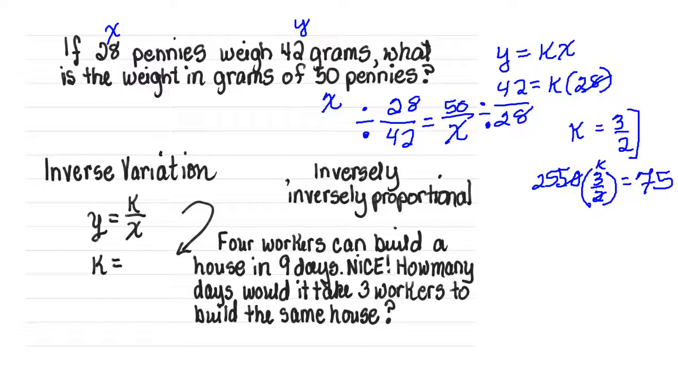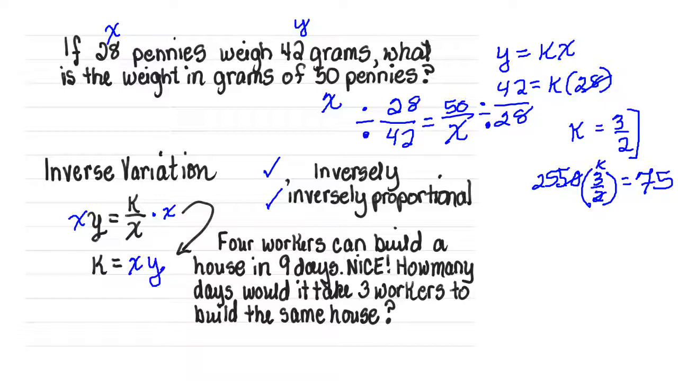Okay, inverse variation, that you'll see words like inversely, inversely proportional, that there is a scale factor here that's on the decrease type of thing. To have the k here, we're going to multiply this by an x and multiply this by an x. So k equals x times y to find that scale factor here.